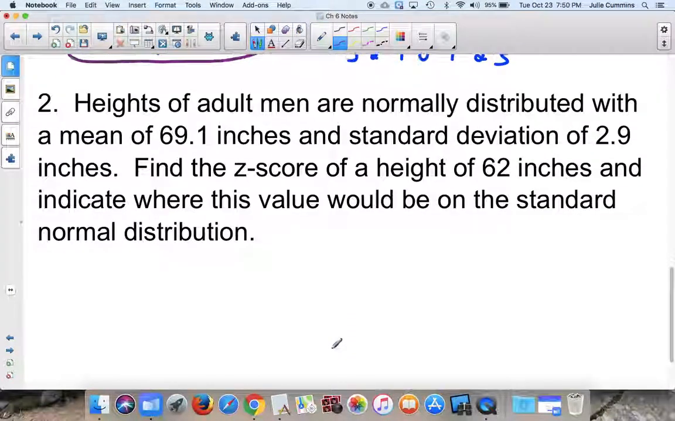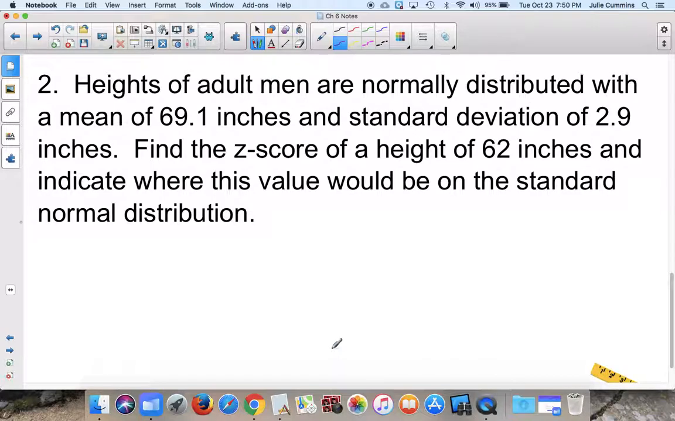All right, heights of adult men are normally distributed with a mean of 69.1 inches and standard deviation of 2.9 inches. We're going to find the z-score of a height of 62 inches and indicate where that would be. So what we just did up there.